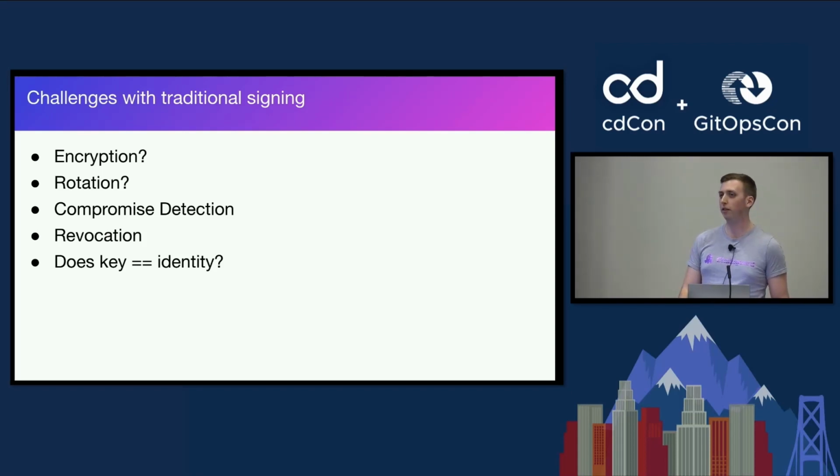And then finally, there's something interesting that's a little more philosophical, which was sort of the whole idea behind this talk, which is a lot of the times we make this assumption that a key equates to identity. You have your GPG key. We have our production release key. But is that always true? And is that a strong assertion of identity?